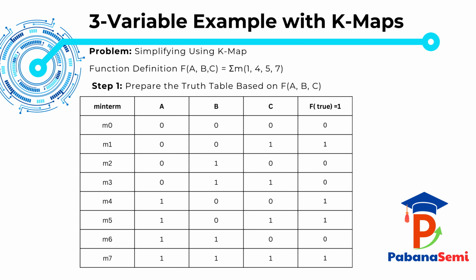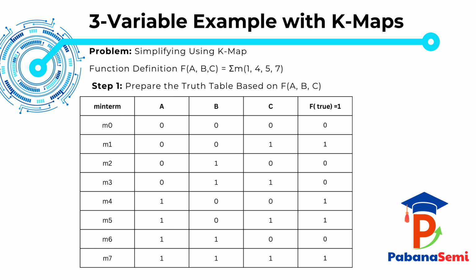Now let us work through a 3-variable example using Karnaugh Maps, step by step. Problem statement. We are given the Boolean function f of a, b, c equals the summation of minterms 0, 1, 4, 5, and 7. This notation tells us exactly where the output f is equal to 1. Step 1. Prepare the truth table. The first step in any K-map problem is to prepare the truth table. Since we have 3 variables, a, b, and c, there are 8 possible input combinations, from M0 to M7.